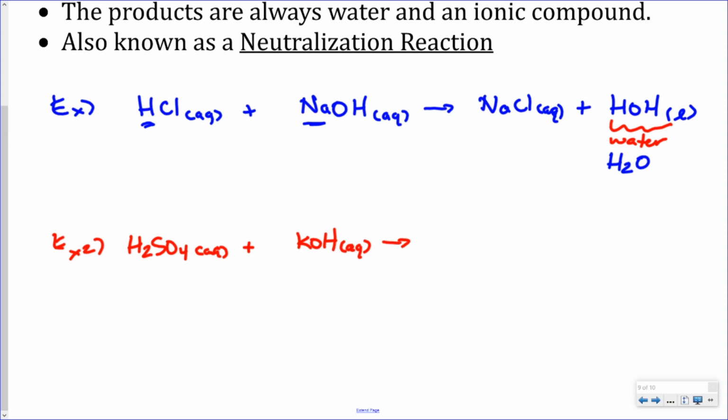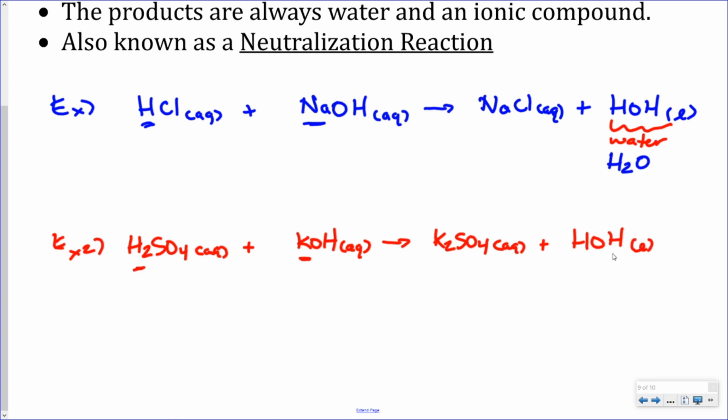So what are we going to do? We're going to swap the positives. So we're going to swap the potassium and the hydrogen. Make sure you write neutral ionic compounds. So when potassium goes with sulfate here, we will have K2SO4, and that'll be aqueous, plus the hydrogen is going to go with the hydroxide. Let's write it as HOH. And because we know it's water, we're going to write it as liquid right away.